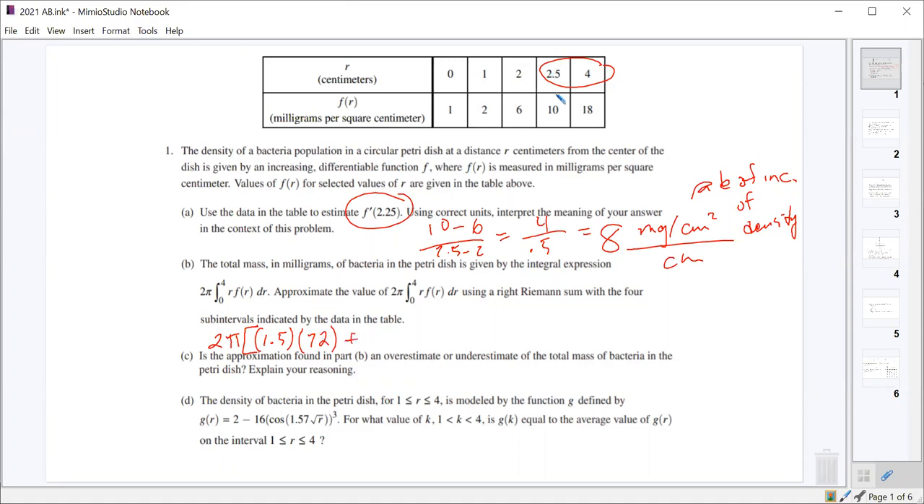Plus the next one was 2.5 to 2, so that's a half. And then 2.5 times 10 is 25. And then the next one was 1 times 12. And then the next one was 1 times 1 times 2. And what did that come out to be?